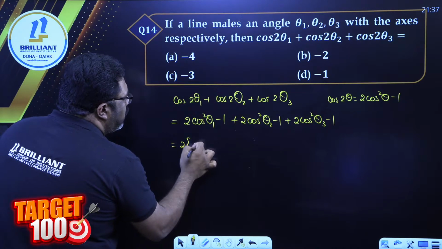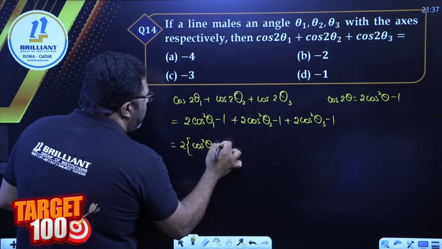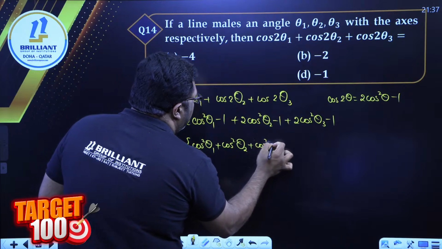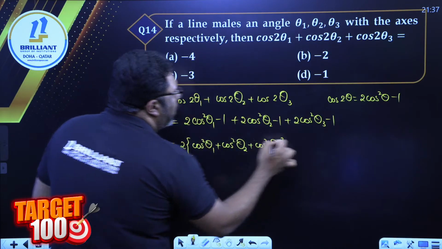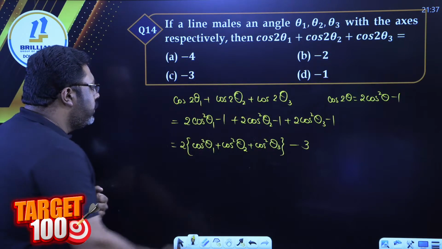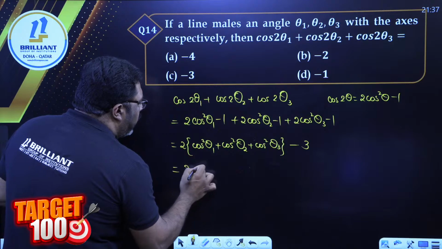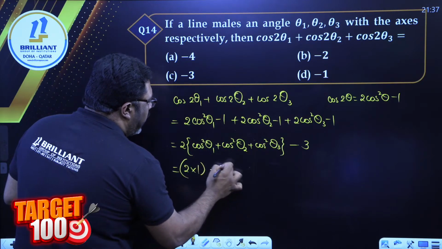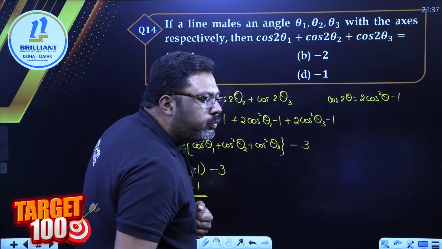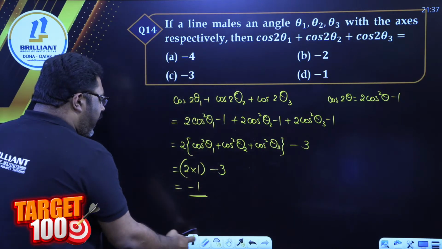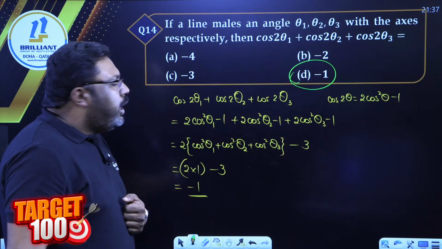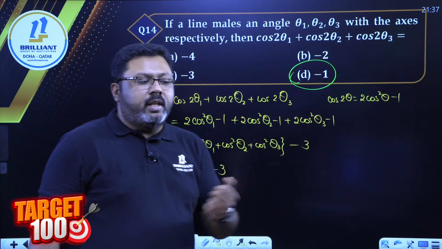Can we take 2 common out? Cos squared theta 1, cos squared theta 2, cos squared theta 3, minus 3. Minus 1, minus 1, minus 1, minus 3. And the bracket definitely is 1, minus 3. Final answer, minus 1. Only one right answer came. Only one student got the answer. Very good, Prapti. It's D, minus 1. Yes, now Hafiz gives the answer.